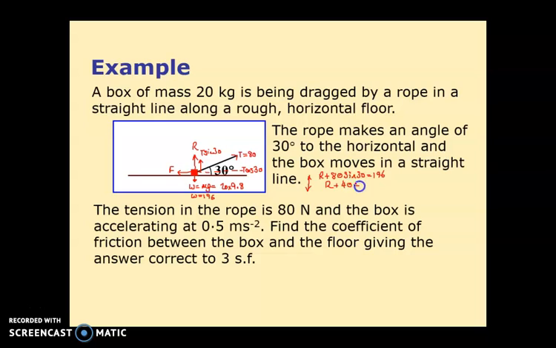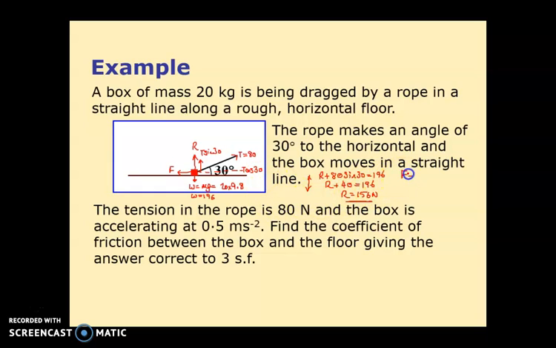Type it into your calculator, just make sure. I might have done it wrong. And therefore R, if I move the 40 over, I get 156. Notice the reaction force is lower than it would otherwise have been. It would have been 196, but because I'm pulling up slightly, R is smaller. It's 156. So now I know that R is 156, I can work out what F is.